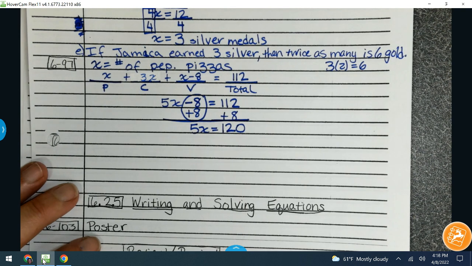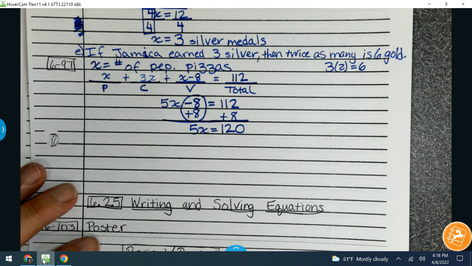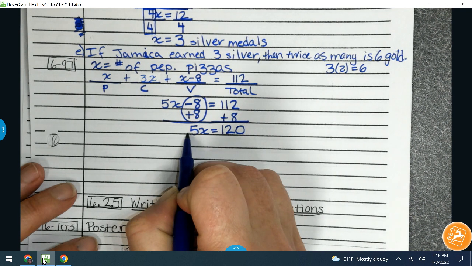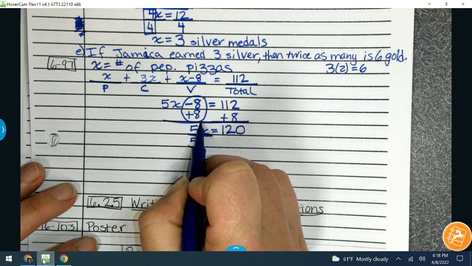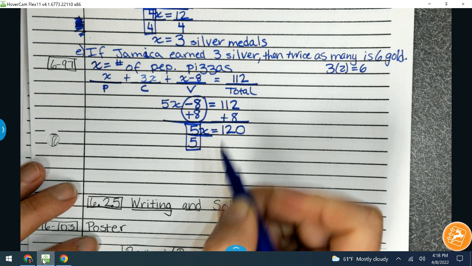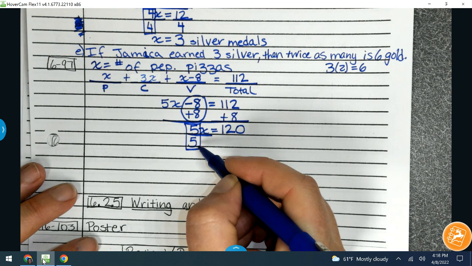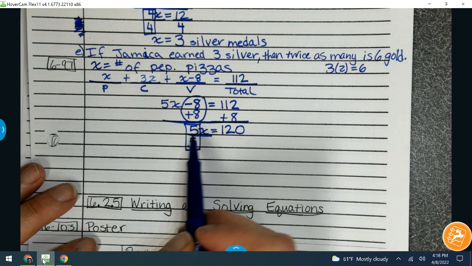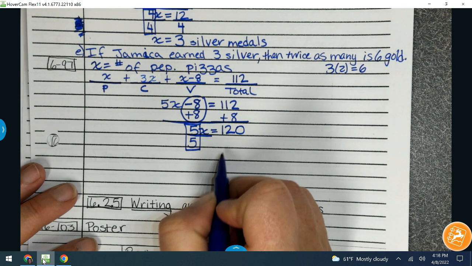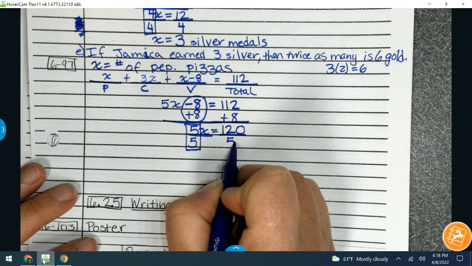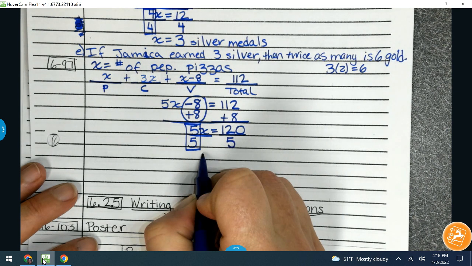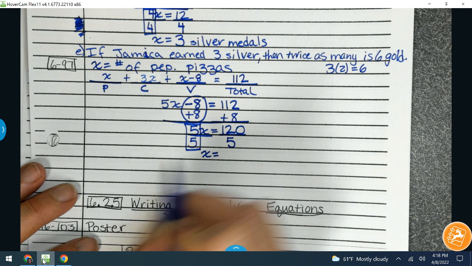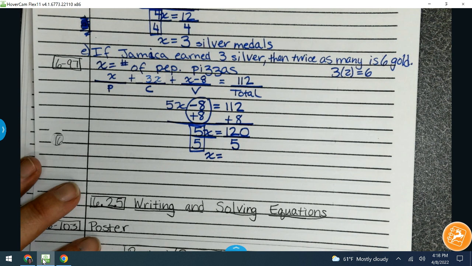But I don't want to know what 5x is. I want to know what 1x is, because that tells me how many pepperoni pizzas we have. So to make this a 1x, I need to make a giant 1. So I have 5 divided by 5. That makes a giant 1. If I'm dividing by 5 on the left, I need to do the same on the right to keep that equal relationship. So x is equal to whatever 120 divided by 5 is.